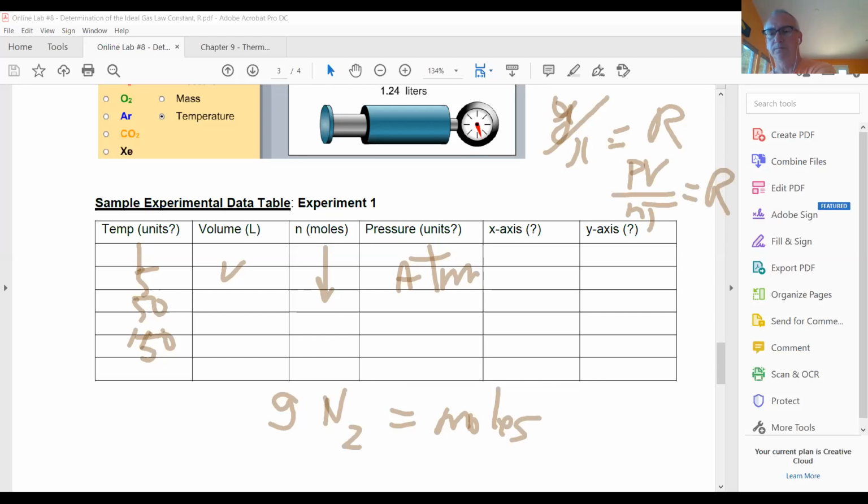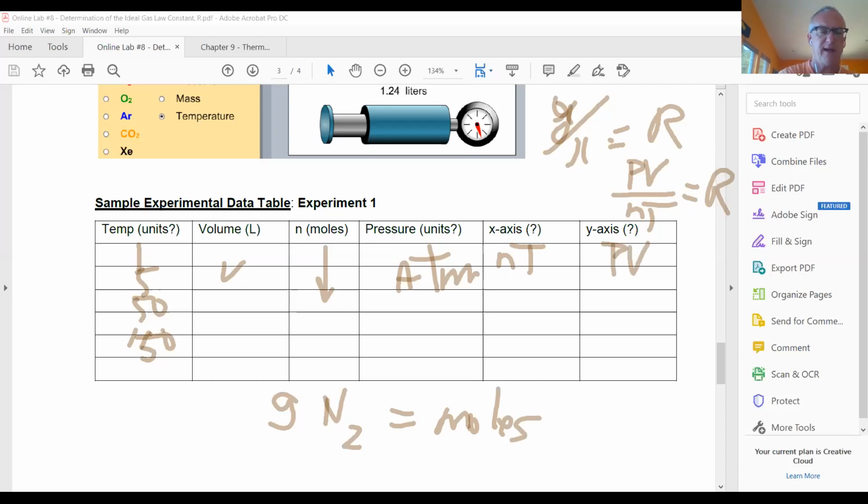PV, NT. Where? Who's x and who's y? NT is X. PV is Y, right. So NT will be here, and again, just have the computer do this for you. And y will be PV.